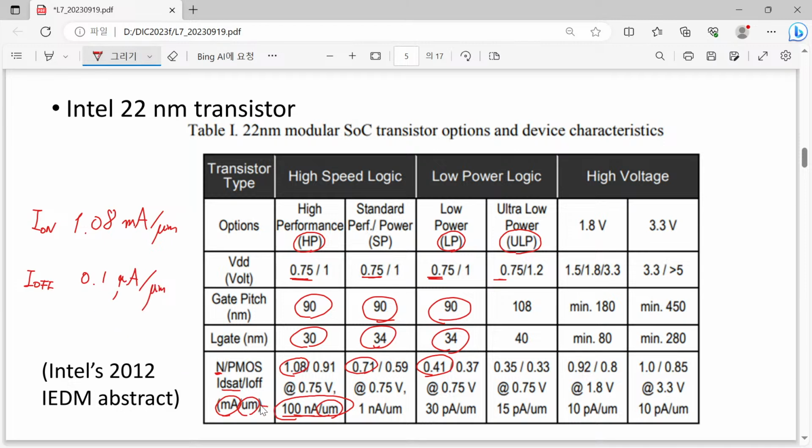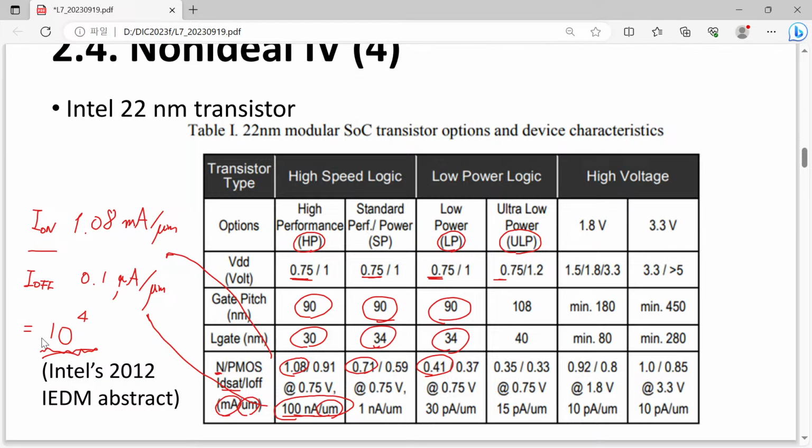So from this one, high performance case and this case, then what is the ratio between Ion and Ioff? You can immediately find that the ratio is just around 10 to the 4. Okay, so are you with me? So 10 to the 4 is the ratio for high-speed logic, high-performance devices. Then please have a look at this one.